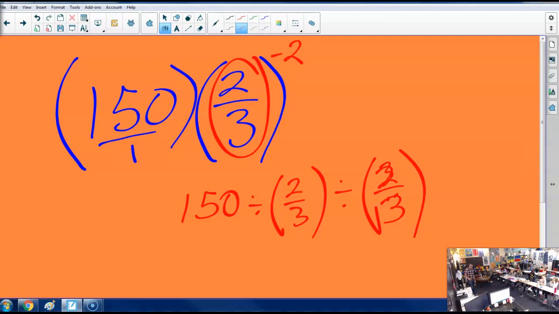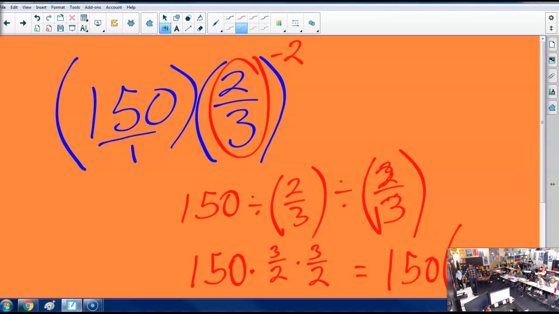But what actually happens when you divide by a fraction, you multiply by its reciprocal. And that's how it actually becomes 150 times the inverted fraction to the actual positive power. Because instead of dividing by it twice, we multiply by its reciprocal twice, and that's why this happens.